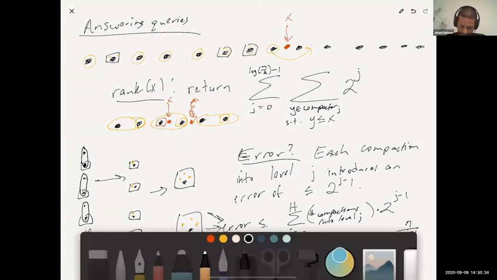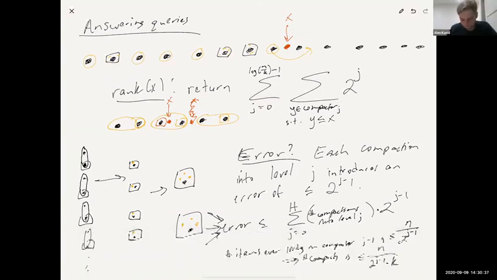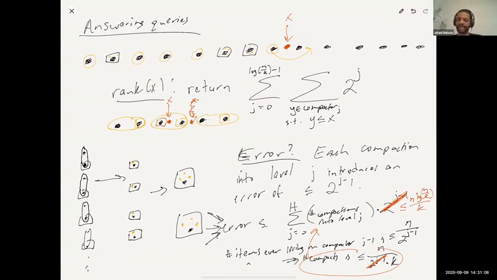All that means is, it's N over 2 to the J minus 1 times K, so the 2 to the J minus 1s just cancel. And then this is at most N h over K, and h is log N over K. So N log N over K, right? And I want this to be at most epsilon N.